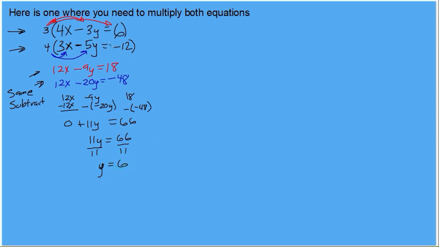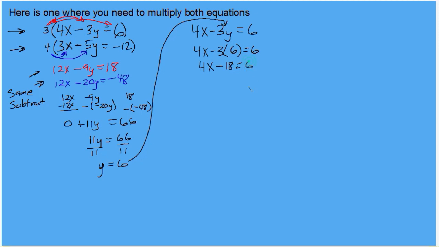Okay, I'm going to substitute back into any equation. So the one I chose was 4x minus 3y equals 6. So I'm going to take that y, put it back up in here, and my new equation is 4x minus 3 times 6 equals 6. So I do 3 times 6 and I get 4x minus 18 equals 6.